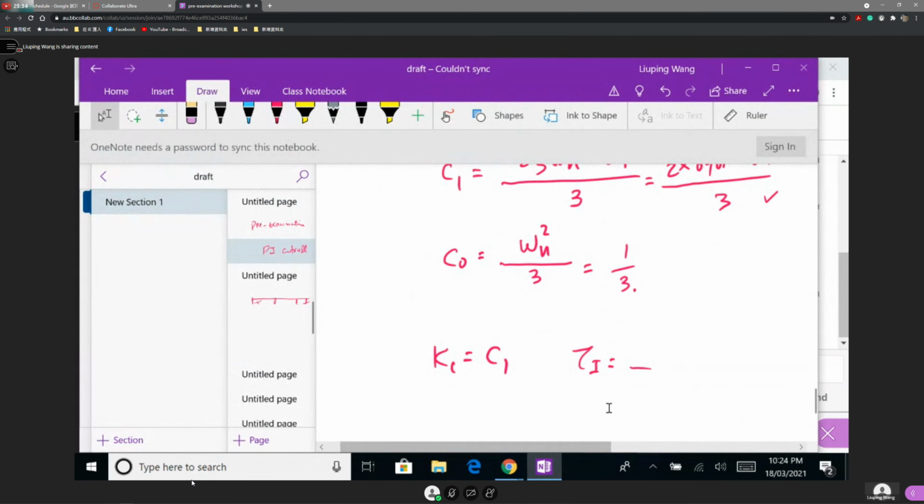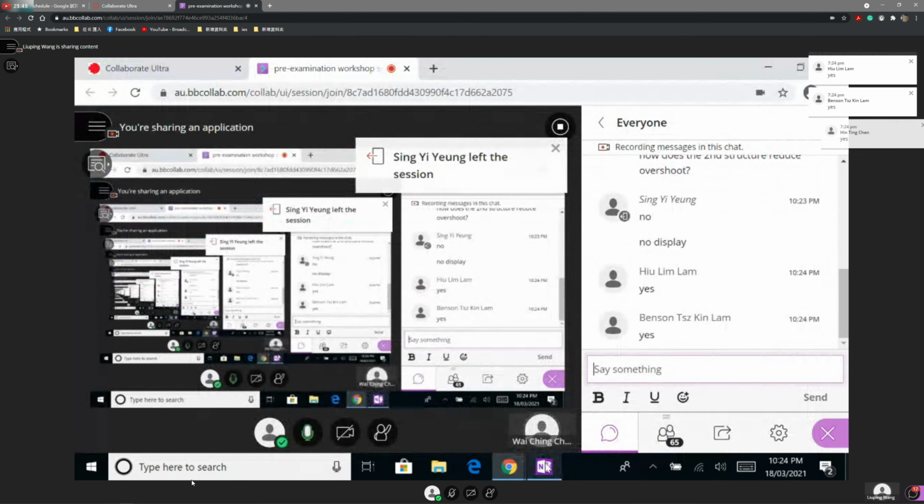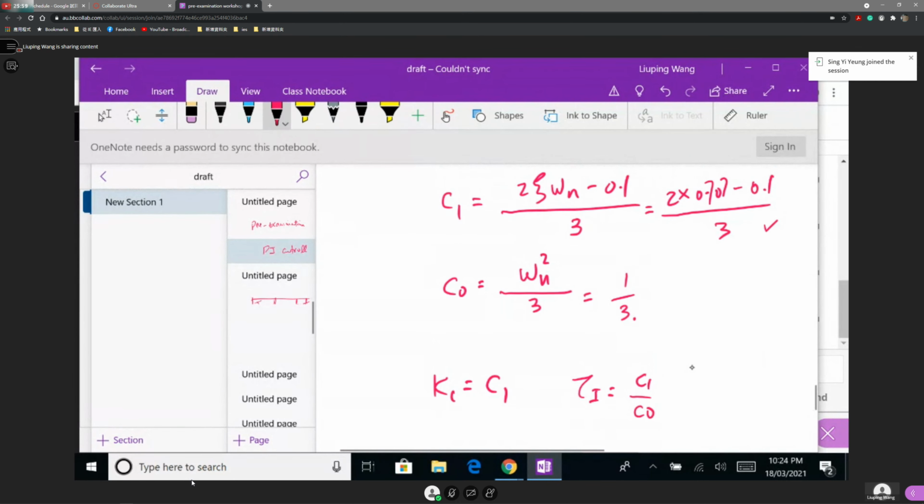How can this happen? Now, can you see it? Can you see it now? Okay, that's good. All right, so tau I is equal to C1 over C0, right? So then you got all the parameters. You got that guy, and then you got that guy.